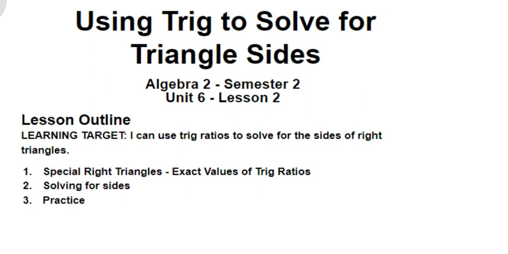All right. So the learning target is you can use trig ratios to solve for the sides of right triangles. We're going to talk about some special right triangles that have exact values of trig ratios, and then we'll just do some general solving for side cases and kind of going back and forth between them actually. So we are going to just jump right into the special right triangles now, okay?